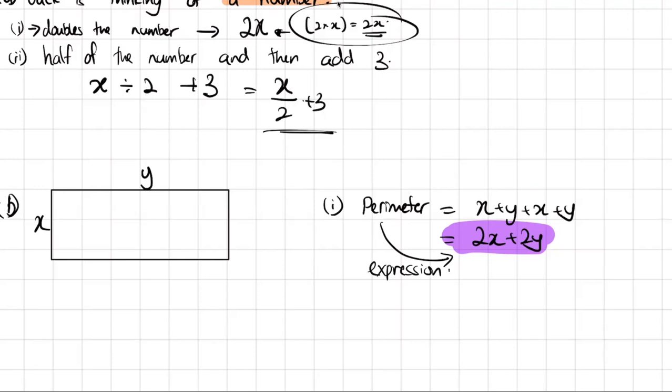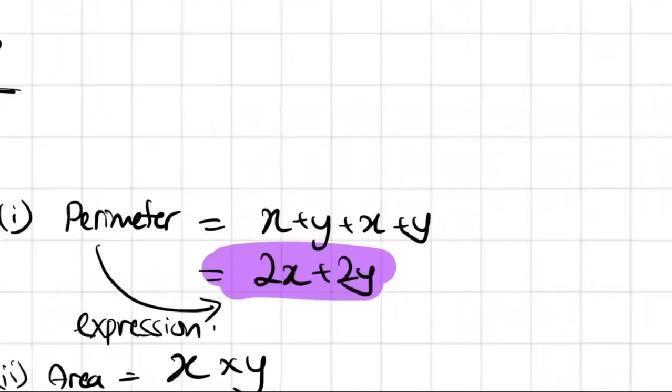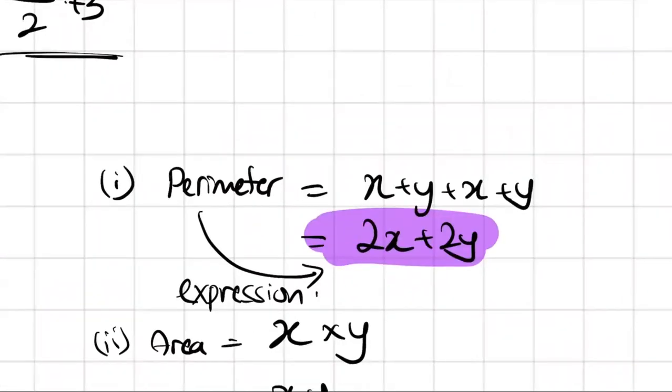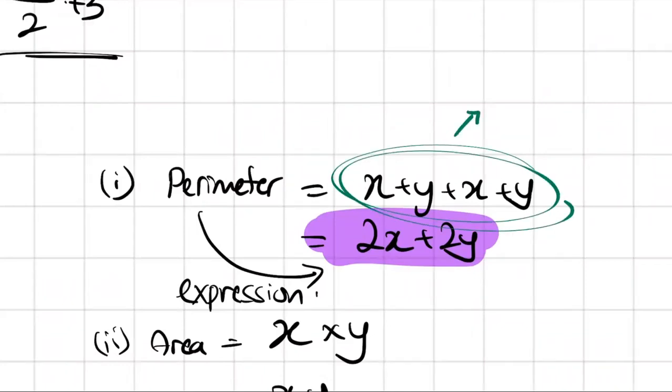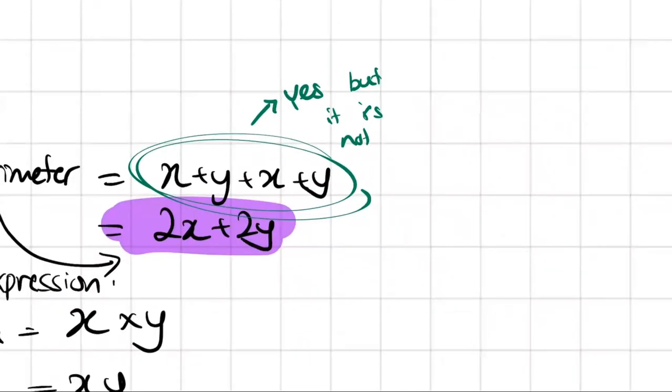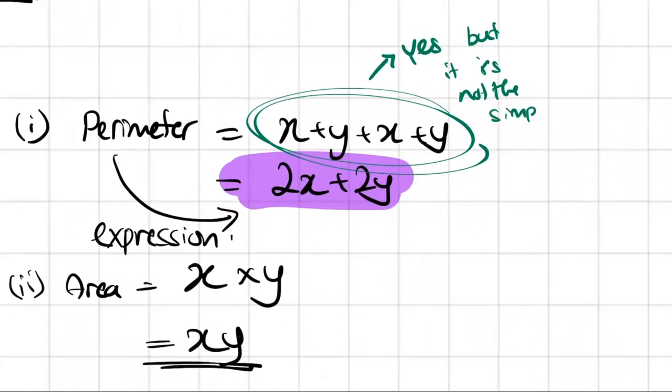What if I ask you to express the area? All you need to do is multiply X by Y, and the answer is XY. So this is the expression that represents the area, in simplest form. Sometimes you may ask, will this be accepted? Well, yes, but it is not the simplest form. If they ask you to simplify it, then you may lose points. So this is the simplest form.